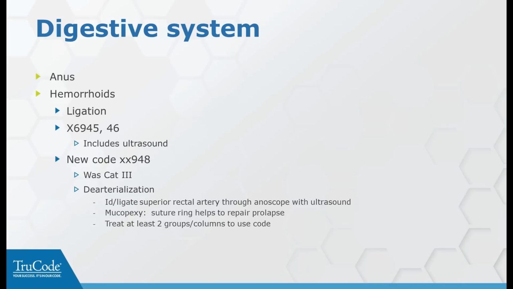And also notice that it does say that to use that code they must do at least 2 or more groups, and there's a nice little note underneath it that says if they only do one group, you have to use an unlisted procedure code. So again, must be at least 2. So talk to your doctors about their documentation if they're doing this procedure.